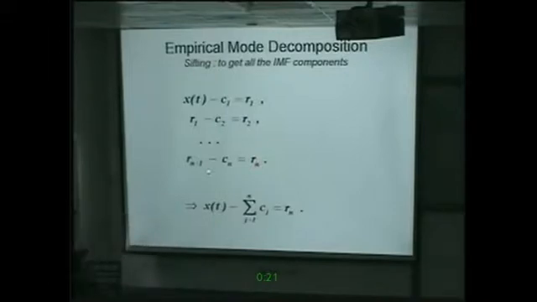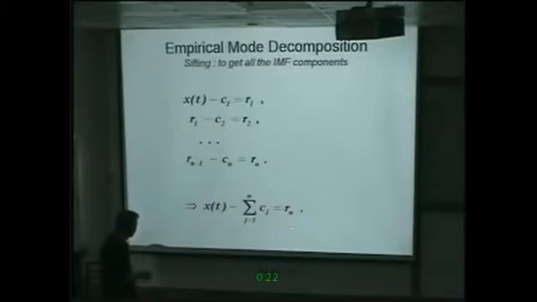And once I achieve that, I sum this all up. What we get is that this R here and this R here cancel. This R here will be canceled by another R. All the residuals cancel. So on the left side, we have x minus summation Cj equals only one left, Rn, the last residual. Each of these Cj is an intrinsic mode function. So in this way, I successfully reduce my data as a sum of Cj, a sum of intrinsic mode functions.